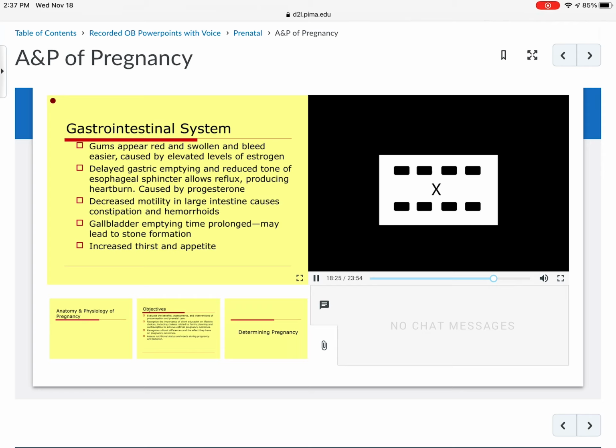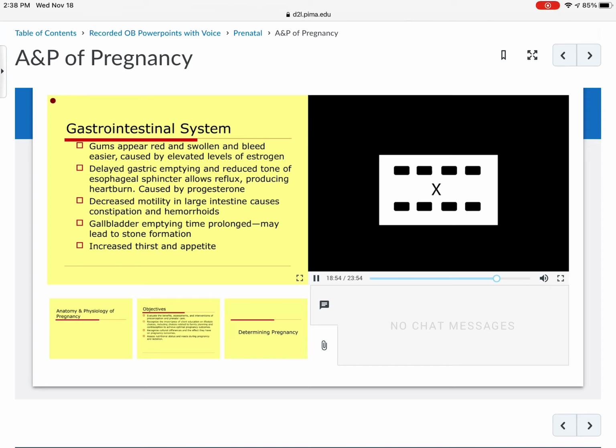Decreased motility in the large intestine sometimes causes constipation and hemorrhoids, and we talked a little bit about that. And again, sometimes compression hose will help that, and also hemorrhoid cream and witch hazel. Gallbladder emptying time is prolonged, which may lead to stone formation. So we are totally aware of that with patients, and we try to manage the symptoms.